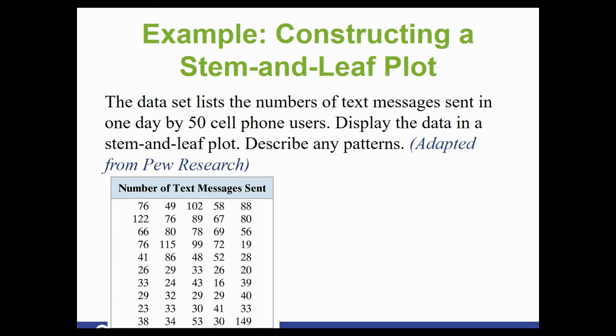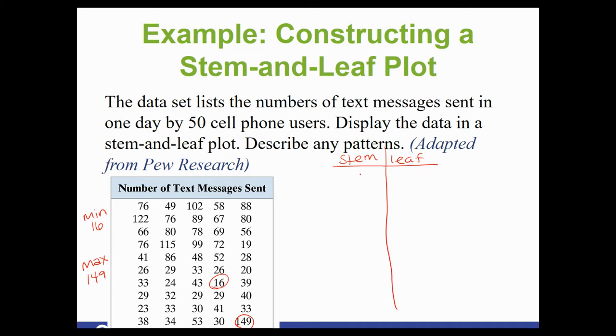So in this example, it says the data set lists the number of text messages sent one day by 50 cell phone users. Display the data in a stem and leaf plot. Describe any patterns. So the quickest way to do this is to identify your minimum and your maximum so you know how big of a graph you need to make. It looks like our minimum in here is 16 and our maximum is 149. So we're going to squeeze in a stem and leaf graph in here.